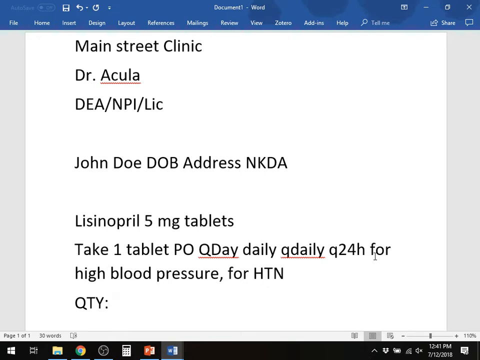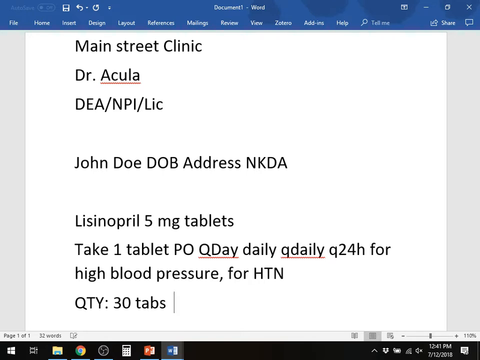Yeah, so this is going to be a continuous medication. They're not going to just stop after 14 days, like, hey, I cured my hypertension, I'm good to go. This is going to be a chronic condition. So, again, I can put 30 tabs. All right, so 30 tabs. Good. And what else do I need?